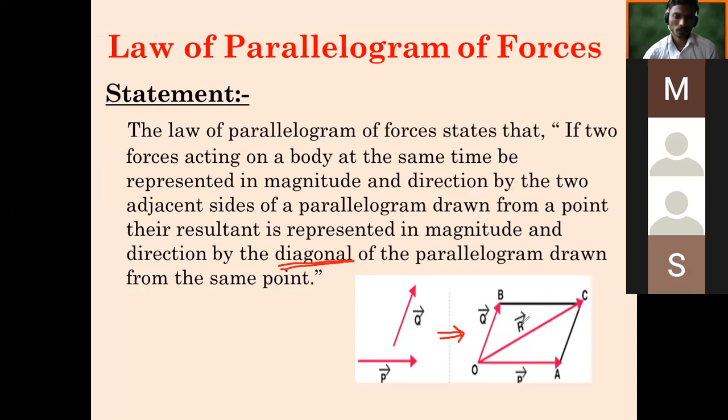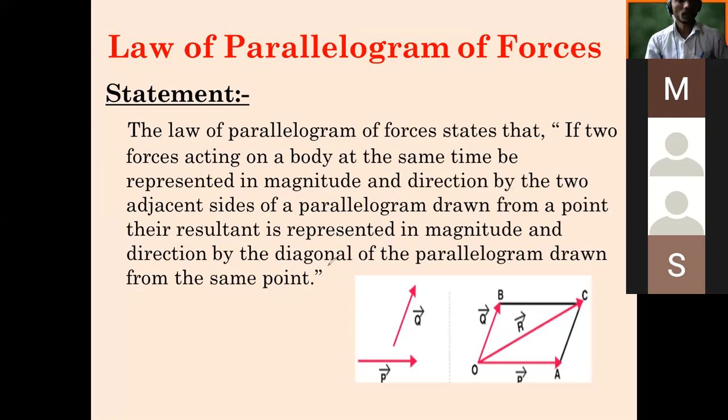Yes, sir. So here the only sentence you have to remember: if two forces are acting on a body at the same time, and are represented in magnitude and direction by adjacent sides of a parallelogram, then the resultant is represented by the diagonal. In Marathi I will tell now. जर दोन forces हे parallelogram चे adjacent side ने दाखवले, तर त्याचा resultant कसा find out केला जातो? By drawing its diagonal. त्याचा diagonal काढून त्याचा resultant दाखवला जातो. That is the statement for this law. You can remember this statement for our theory question, law of parallelogram of forces.